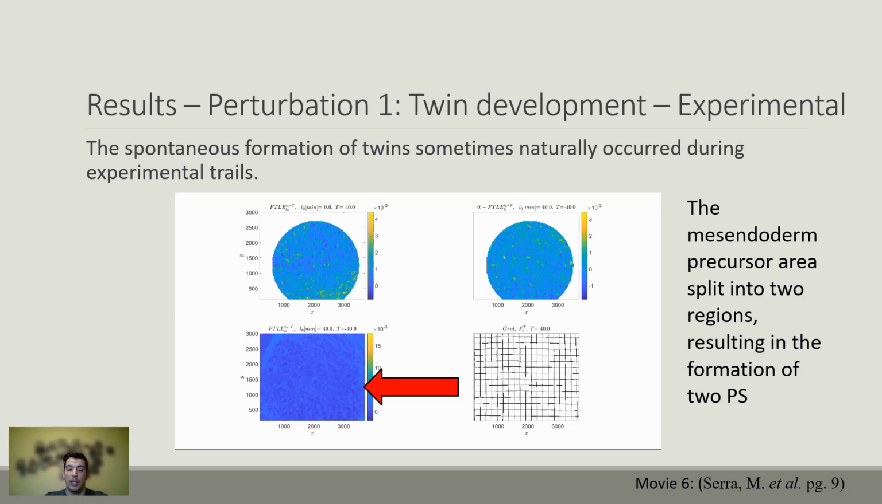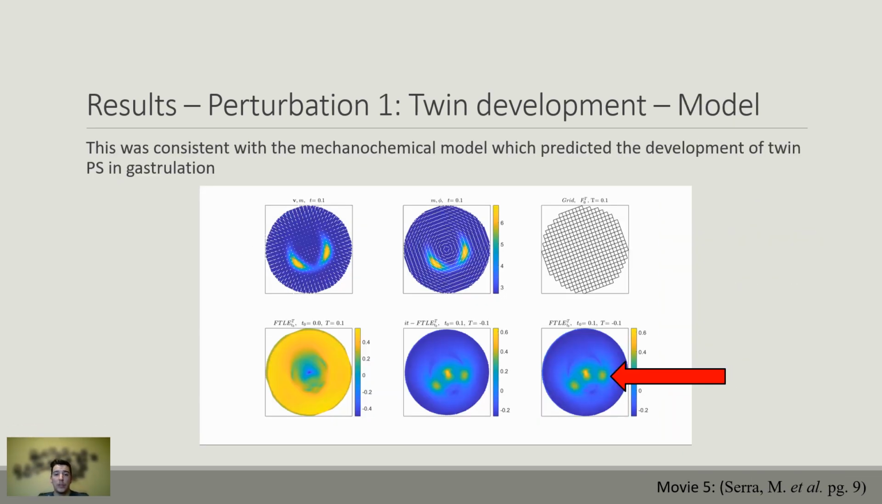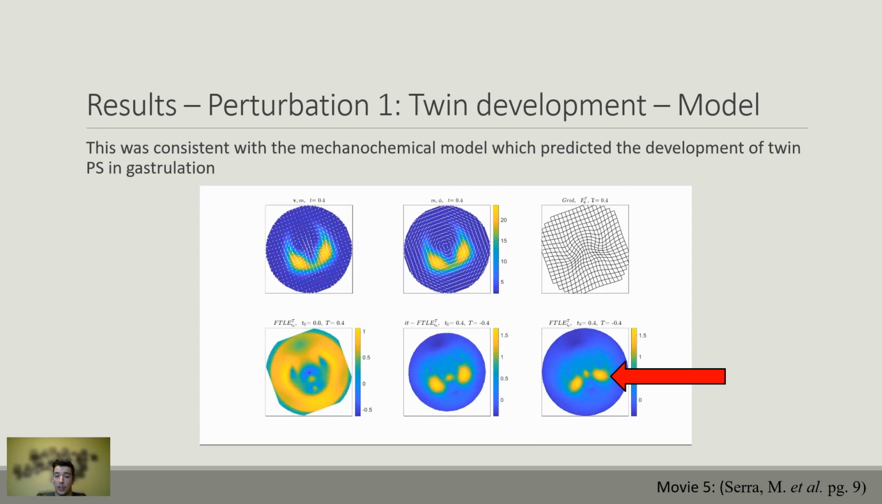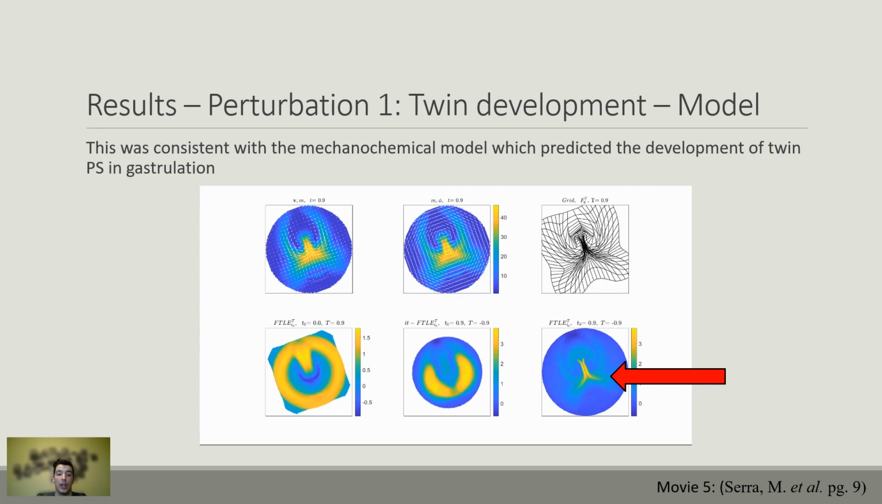Now, if we look at the twin development through the model, this was consistent, this idea of 2 primitive streaks developing with the mechanochemical model. Once they were able to change the parameters, we can mimic what looks exactly like 2 primitive streaks. As you can see here, 2 primitive streaks developing in a very similar fashion as the experimental one.